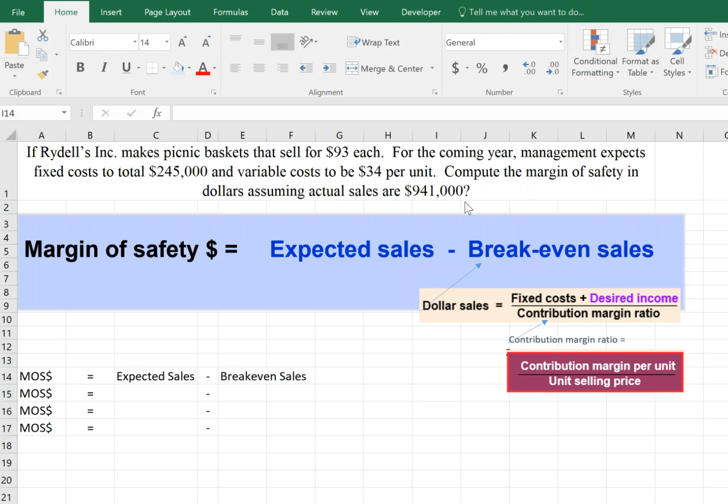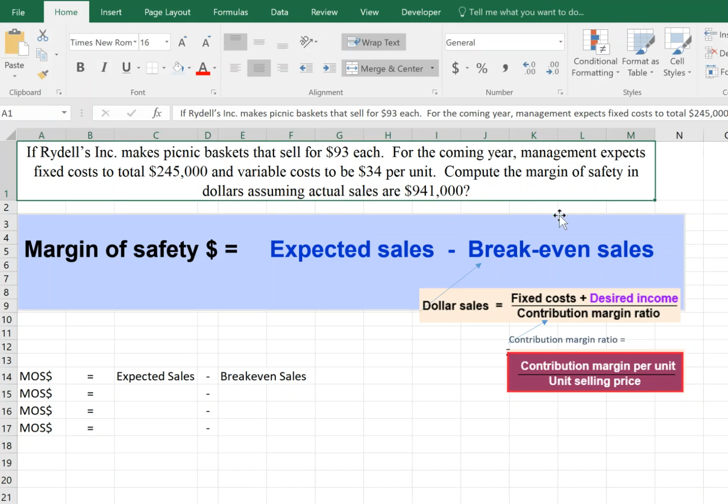So there's a few things that we have to calculate or figure out here. The basic margin of safety formula is expected sales minus break-even sales. Well, we are given expected sales in this particular problem, but what we are not given are the break-even sales. So we have to go ahead and calculate that. Now remember that calculation for break-even sales is fixed cost plus any desired income divided by the contribution margin ratio.